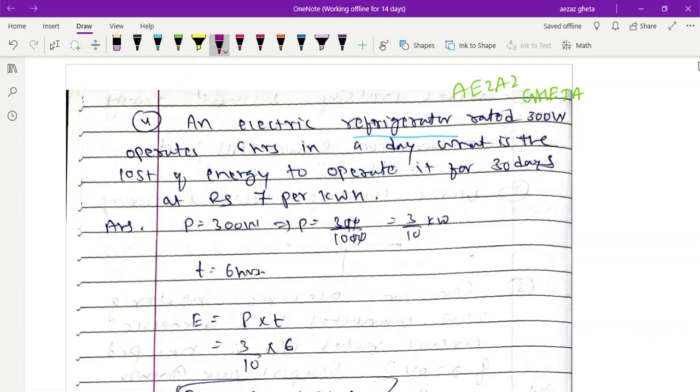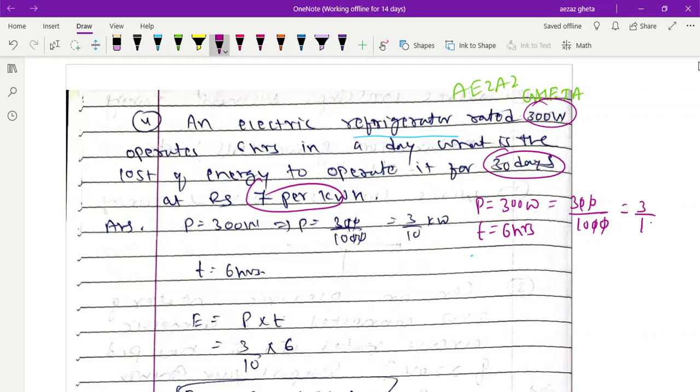An electric refrigerator which is rated 300 watt, power is equal to 300 watt, operates 6 hours a day. In a day it is used for 6 hours. What is the cost of energy when it is operated for 30 days at the rate of 7 rupees per kilowatt hour? See, kilowatt hour is given. Whenever electric energy comes, you should convert that power into kilowatt. You will get 3 by 10. And hour should be there as it is.